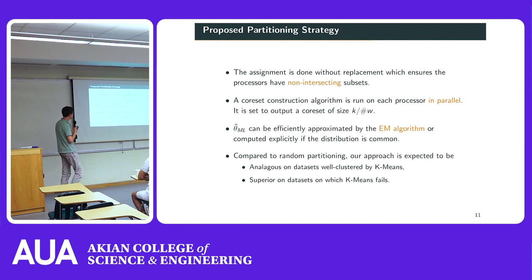So once again, we have several workers or processors or computers. We will do coreset selection on each of them separately. First we sample points, then we do coreset selection for them separately, and then we merge the resulting coresets. Each of them has a coreset size of k over the number of workers.